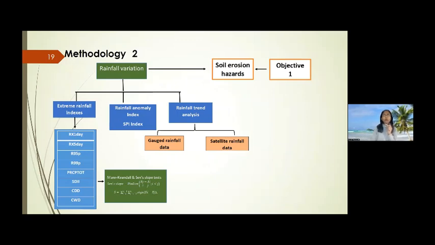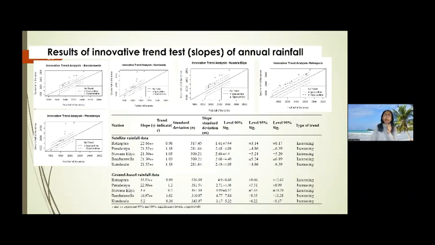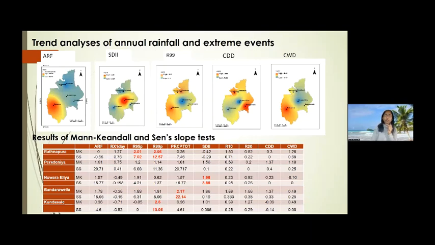In the second approach, we set out to find the rainfall variation and used several indexes: extreme rainfall indexes, rainfall anomaly, as well as rainfall trend analysis. We used gauged rainfall data as well as satellite rainfall data. The innovative trend analysis test results showed a statistically significant increase in rainfall trend during 2000 to 2019. And some of the extreme rainfall events show a significant increase in rainfall intensity in this area.